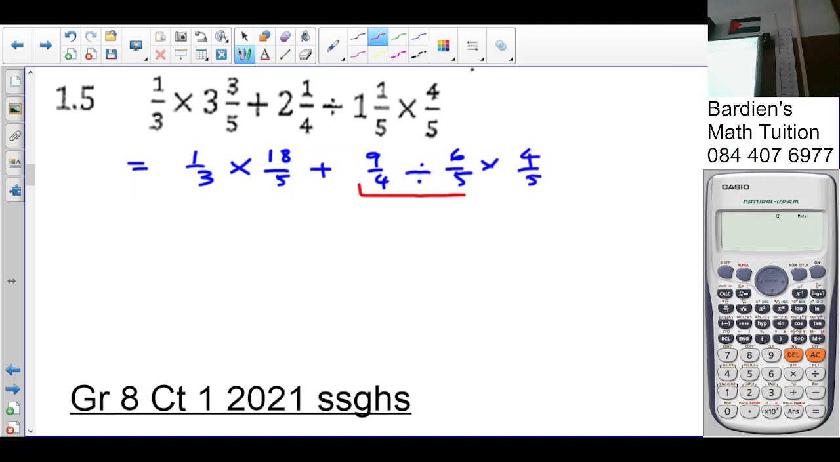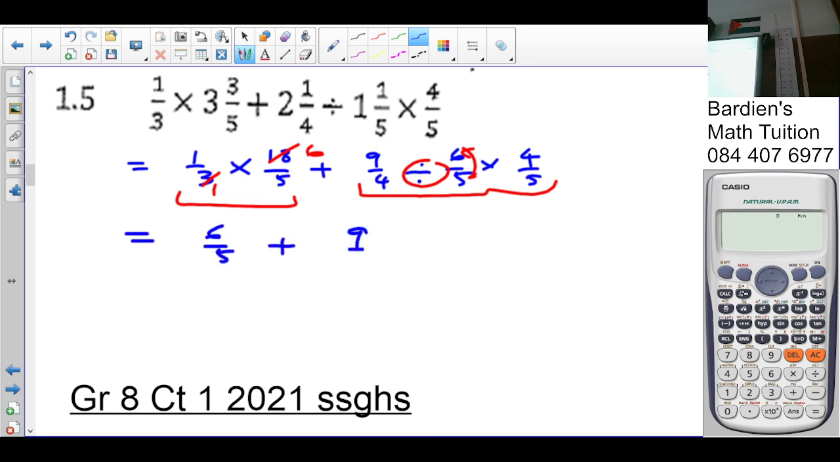Now that I need to change to multiplication, I need to tumble it, times, and that I can simplify. Is there any number that can cancel out there? Yes? 3 goes into 3 once, 3 goes into 18, 6 times. So we're going to have 6 over 5 plus, we need to change. I'm not going to touch anything, I'm not going to cancel anything. I'm first going to change it. Okay?